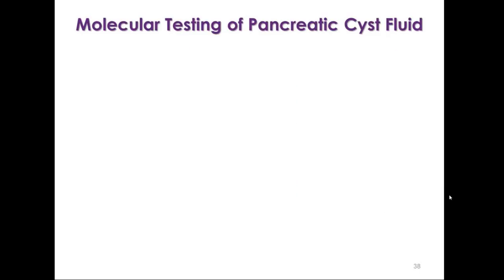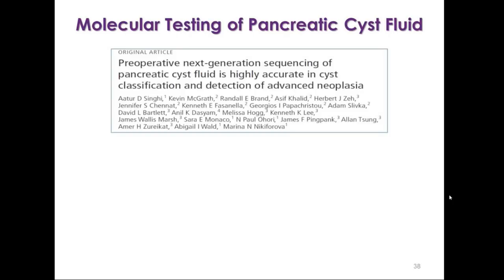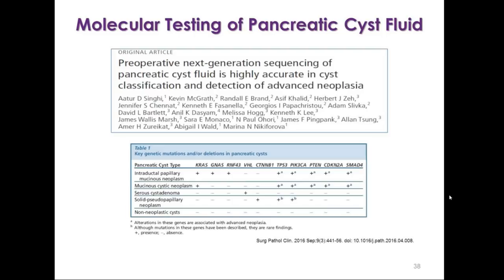So pancreatic cyst fluids have been increasingly used for molecular testing. This publication from University of Pittsburgh shows that next generation sequencing can be used in pancreatic cyst fluids, and it helps in accurately classifying these different cysts. And so, for example, if you have a VHL mutation from your cyst fluid, there is a very high chance that this is a serous cystadenoma, versus if you pick up something like a GNAS mutation, it has a high chance of being an IPMN.